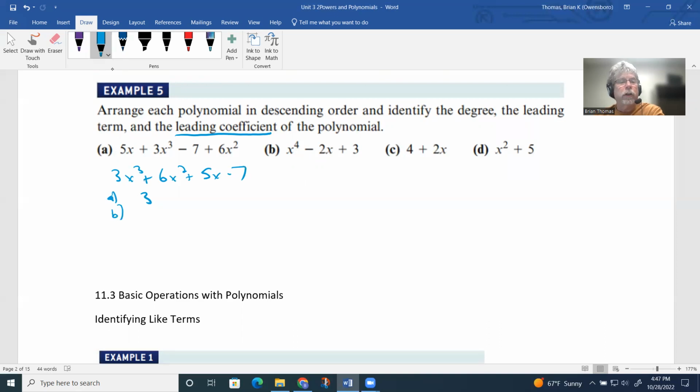The leading term is going to be 3x cubed. The leading coefficient is going to be the 3 out in front. So if I look at this example here, x to the fourth minus 2x plus 3, notice it's already in the correct order. The degree of the polynomial is a 4. The leading term is going to be the x to the fourth. And the leading coefficient is going to be the number in front of the x. So remember, for that, it's going to be actually 1x to the fourth. So that means 1 is going to be our leading coefficient.